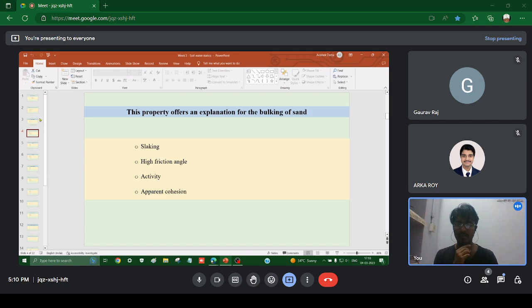I'll repeat the question. This property offers an explanation for the bulking of sand. What is the explanation for bulking of sand? Which of these phenomena can offer an explanation for the same? The options are slaking, high friction angle meaning angular mutual friction, activity, or apparent cohesion.